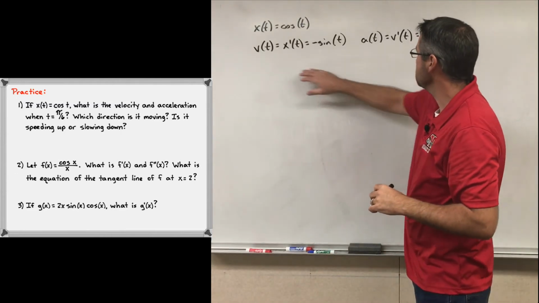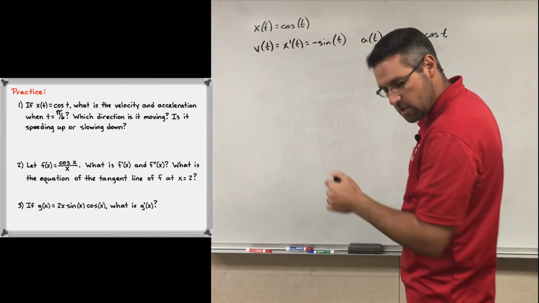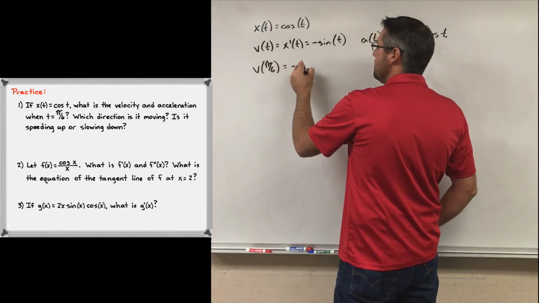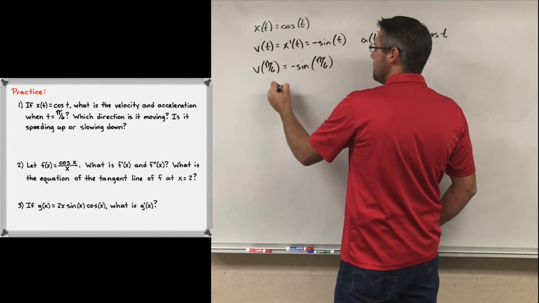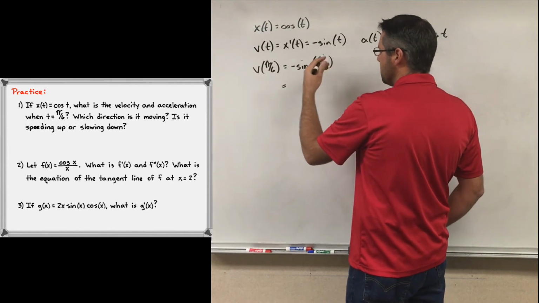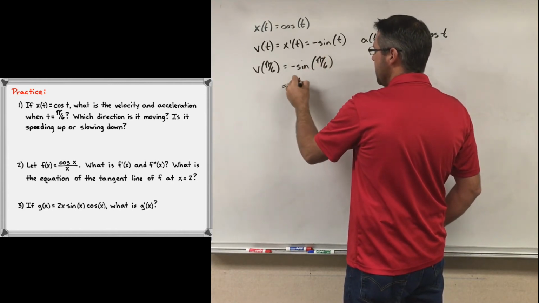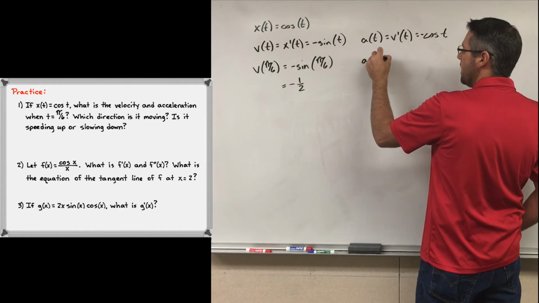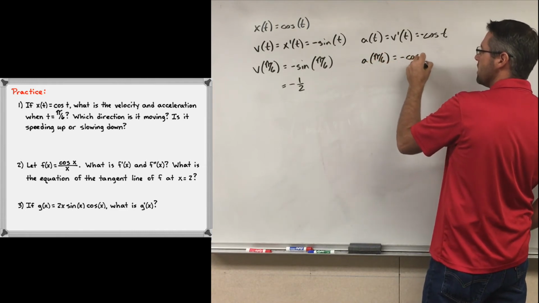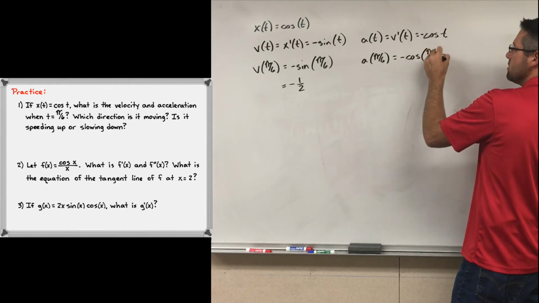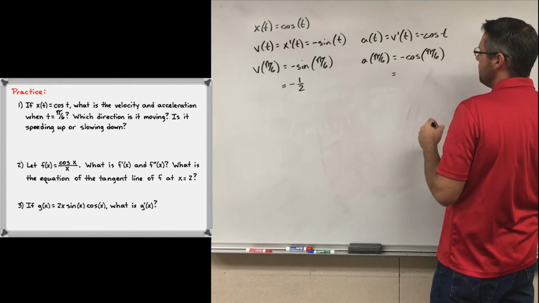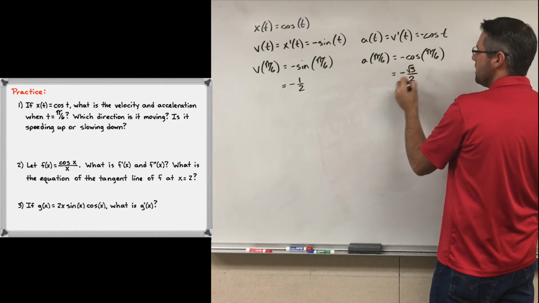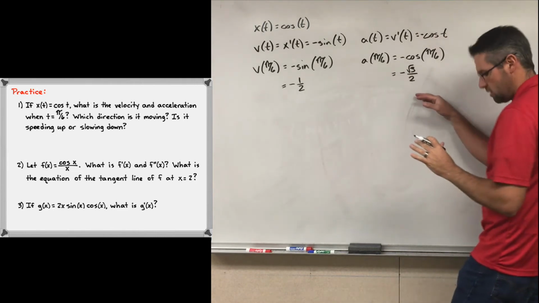So there I've got my velocity and acceleration functions, and I'm looking for the velocity and acceleration at pi over 6. So v of pi over 6 is negative sine of pi over 6. Well, sine of pi over 6, what is that going to be? That's going to be 1/2, I believe, so negative 1/2. Okay. And then we will figure out the acceleration at pi over 6, which would be negative cosine of pi over 6. And the cosine of pi over 6 is going to be root 3 over 2, so that would be negative root 3 over 2. And so we can see that we have our velocity and our acceleration.